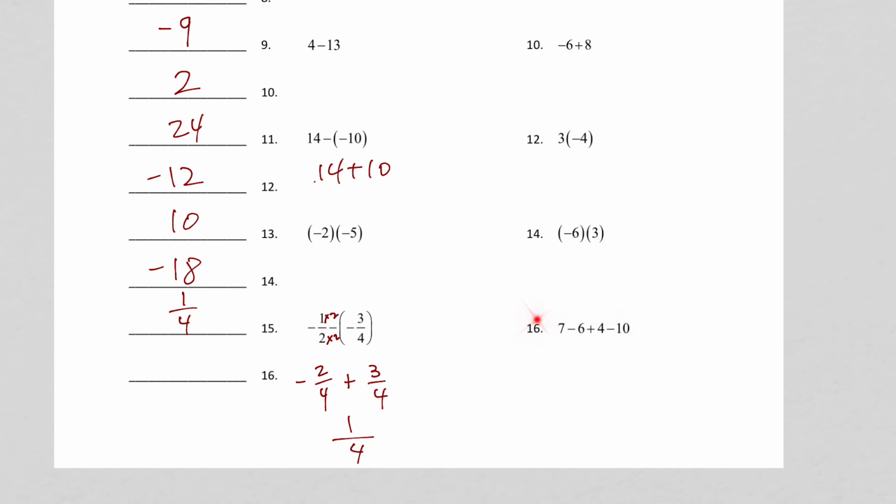There's lots of ways you can do this. I'm just going to go left to right, but I could have taken the positives and added them, the negatives and added them, and then done one subtraction. But I'm just going to go 7 minus 6 is 1. 1 plus 4 is 5. And 5 minus 10 is negative 5.